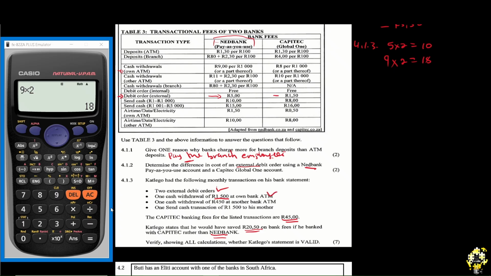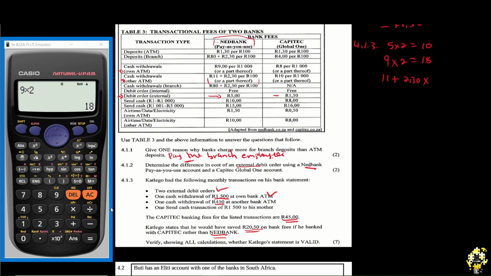That transaction, 1 cash withdrawal of 450 at another bank ATM. So withdraw at other bank ATM. So we are here. So here it says 11 rand plus 2 rand 30 cents per 100 rand. This is where we start multiplying, per 100 rand or part thereof.